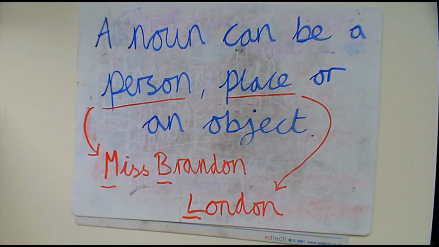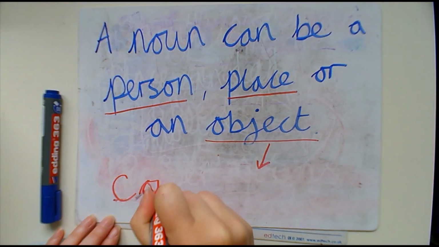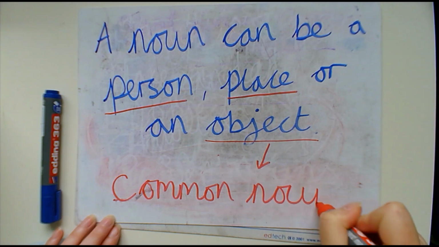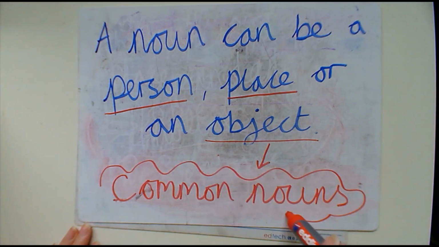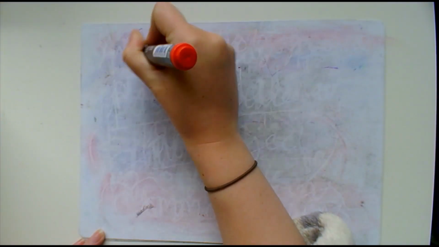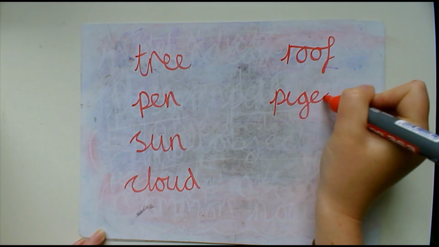Or, in the name of a place like London, it needs a capital L. An object is a common noun, and that's what we're going to use to write some noun phrases today. So first you start with a noun. So I'd like you to write a list of nouns that maybe are in your room or you can see out of the window. Any will do.